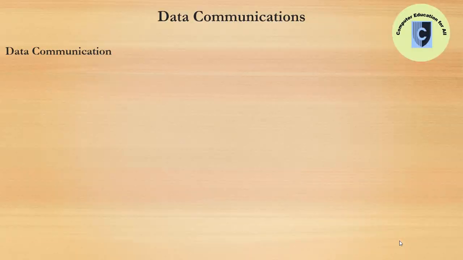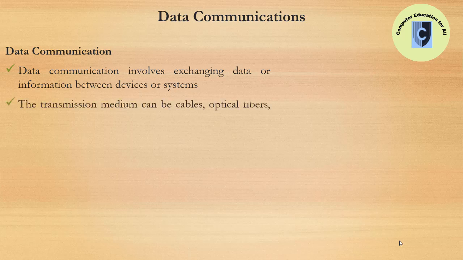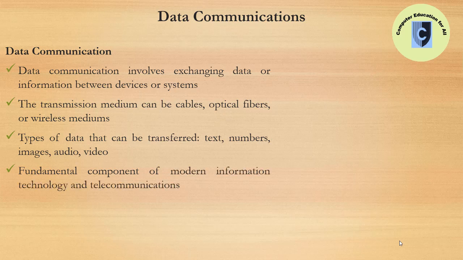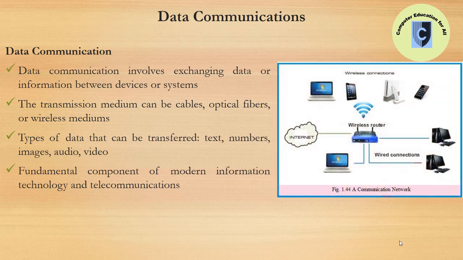Data communication. Data communication refers to the process of exchanging data or information through a computer network between two or more devices or systems through a transmission medium such as cables, optical fibers, or wireless mediums. This communication can involve the transfer of various types of data, including text, numbers, images, audio, and video, and it is a fundamental component of modern information technology and telecommunications. A simple communication network having wired and wireless connections is shown in Fig. 1.44.